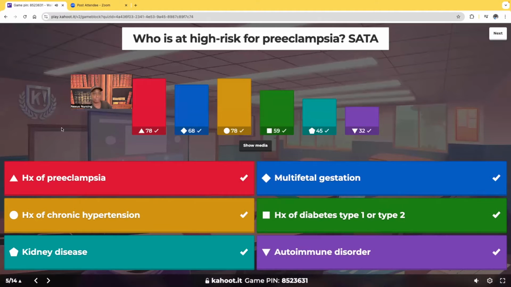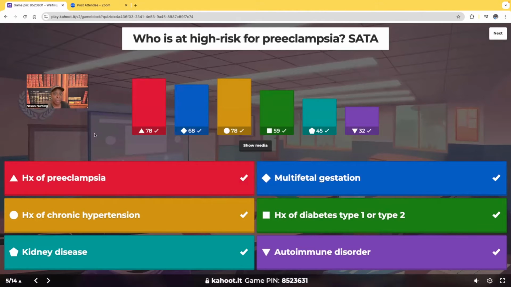All of them. Having a history of preeclampsia places you at risk for having preeclampsia this pregnancy. Multifetal gestation means having more than one fetus in the womb: twins, triplets, more. I always forget, four, triplets, three, what's four called? Quadruplets, I think. Anyway, you get it.